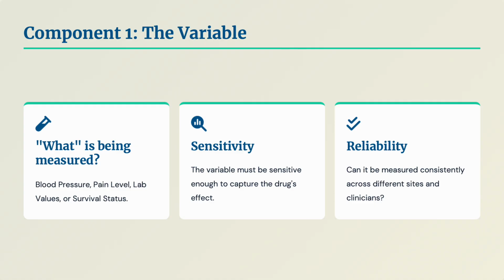Let's look at the first component, the variable. The variable is the what. Are we measuring blood pressure, pain, or survival? When selecting a variable, you must check for two things: sensitivity and reliability. Is it sensitive enough to show the drug effect? And can it be measured consistently across multiple doctors and hospitals?